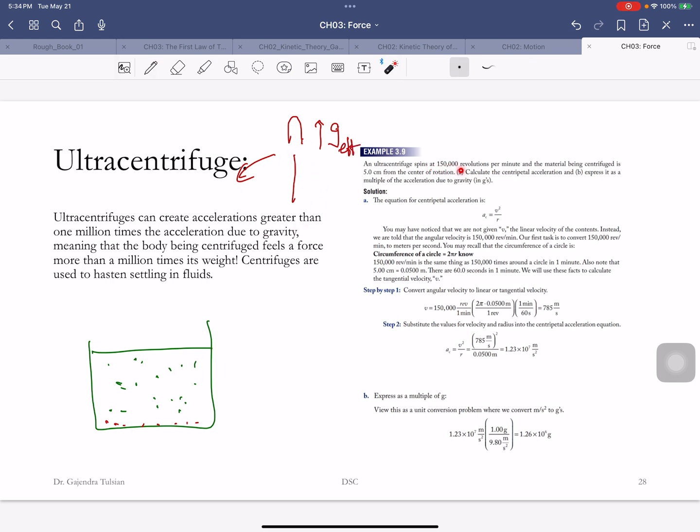And you can actually spin these centrifuges fast enough. So here's an ultracentrifuge that spins around 150,000 revolutions per minute. And if you follow through this thing, it gives you an effective gravity of 1,000,000 times g. It's like making the force of gravity 1,000,000 times greater. And so it'll settle much, much faster. And that's the idea of centrifuges.